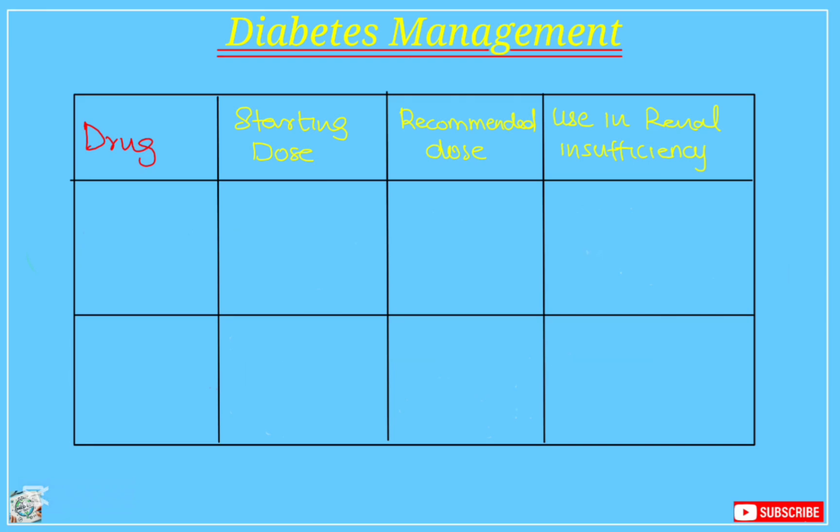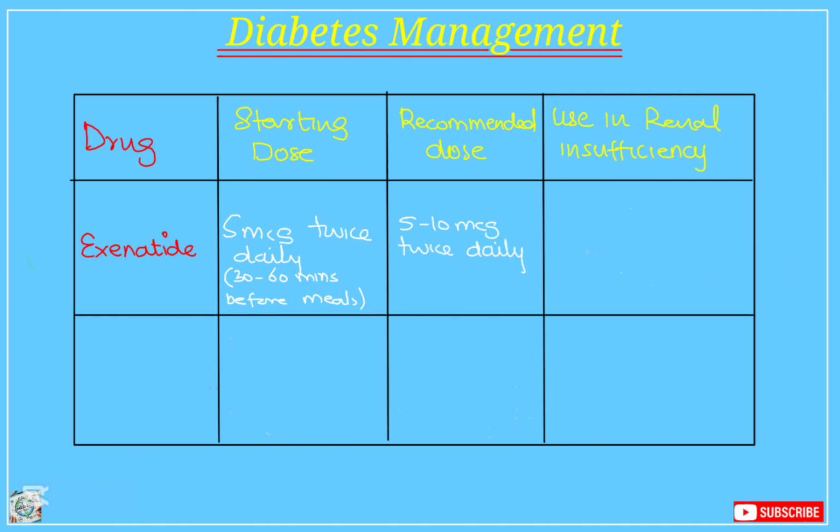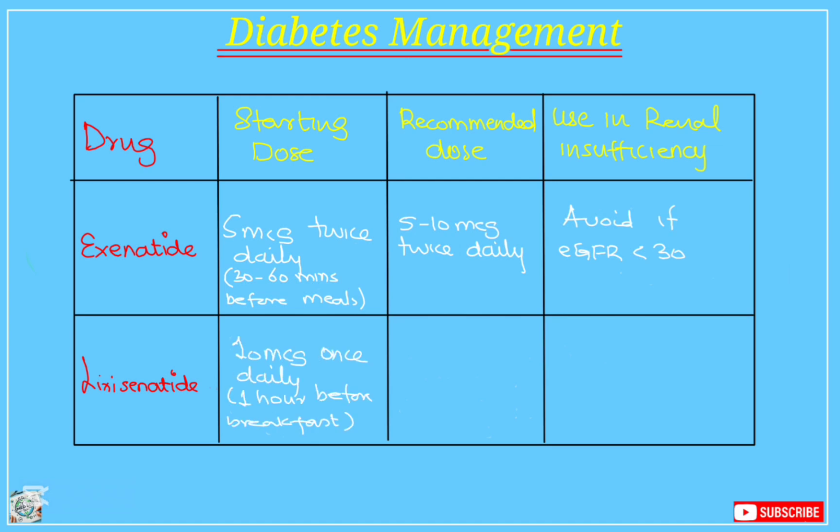Then we have the GLP-1 receptor agonists. Exenatide starts at 5 microgram twice daily and can be increased to 10 microgram twice daily. But it's not an option if eGFR is below 30. Lixisenatide follows suit with 10 microgram once daily, increasing to 20 microgram once daily. But it's off the table if eGFR is below 15.